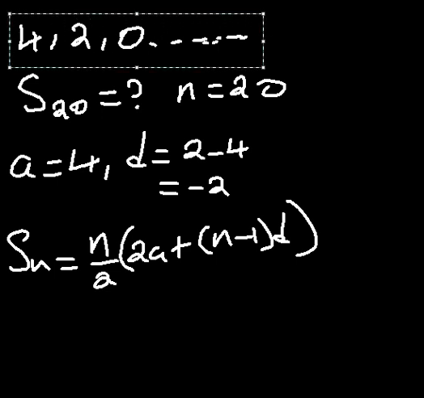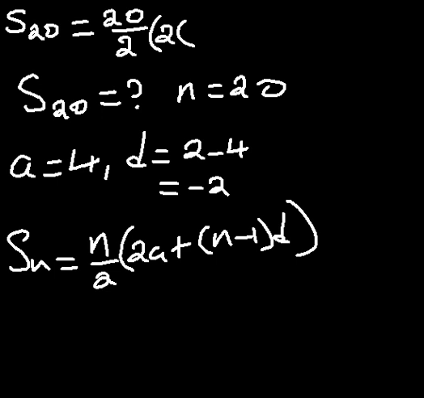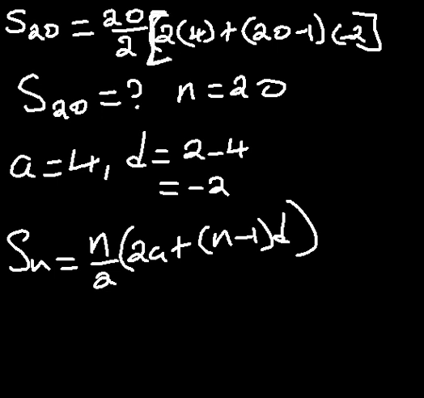In this case, the sum of 20 terms is equal to 20 over 2, times 2 times the first term, which is 4, plus the number of terms, 20 minus 1, times the common difference, which is negative 2. I put the negative 2 in brackets, so this bracket and this bracket are in pair.